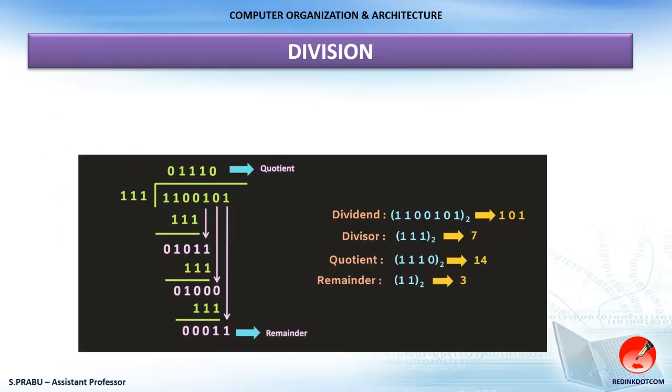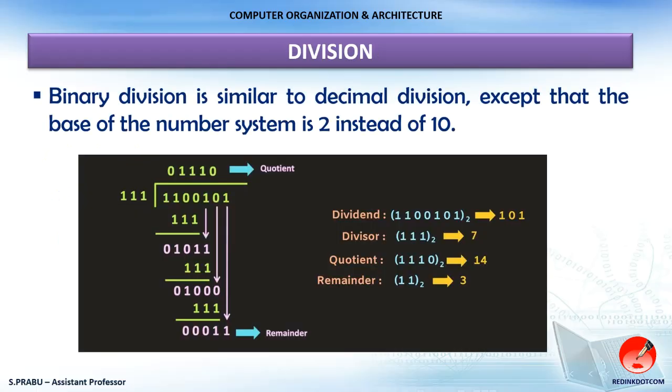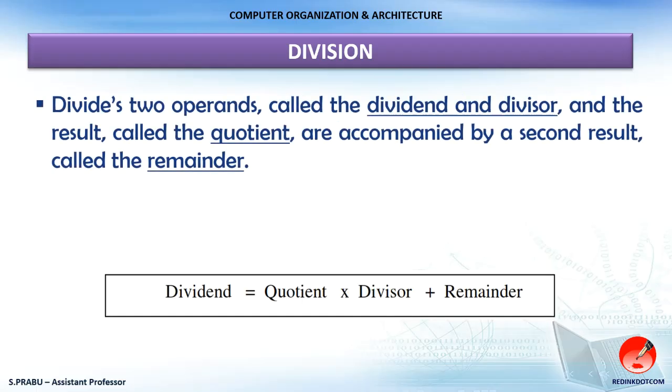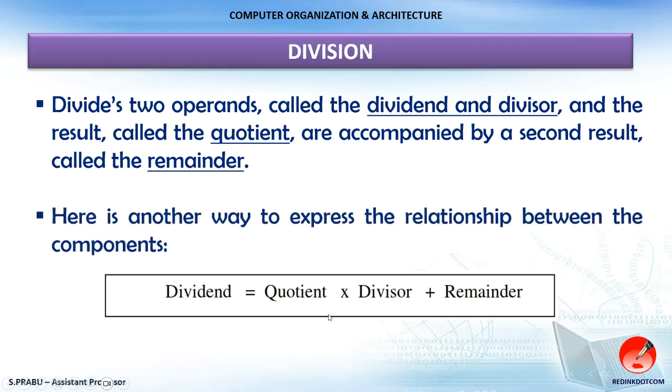Binary division is similar to normal decimal division. The only difference is the involved numbers are only zeros and ones. We know that the division operation involves the two operands called dividend and divisor, and we get the two results called quotient and remainder. We can express the division operation in another way like this. If you multiply the quotient and divisor and add with the remainder, we can get the dividend.